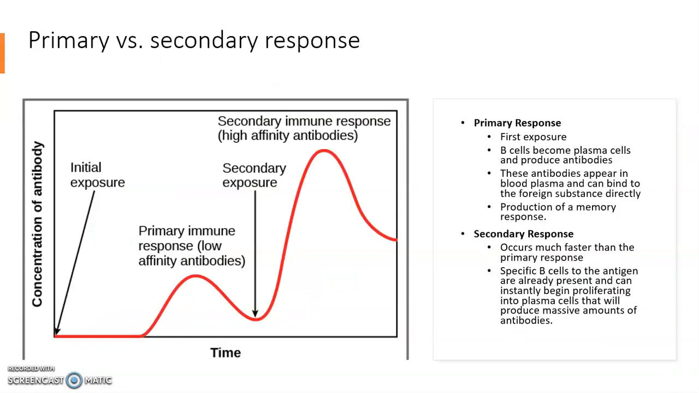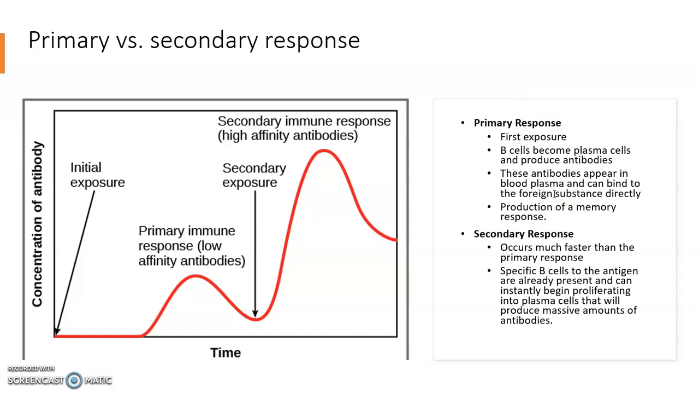So antibodies are very important, and they are one of the key factors to overcoming an infection. And then also with the memory cells, their production much quicker can prevent us from getting secondary infections in the future due to secondary exposure. So we need to talk about primary and secondary immune response.